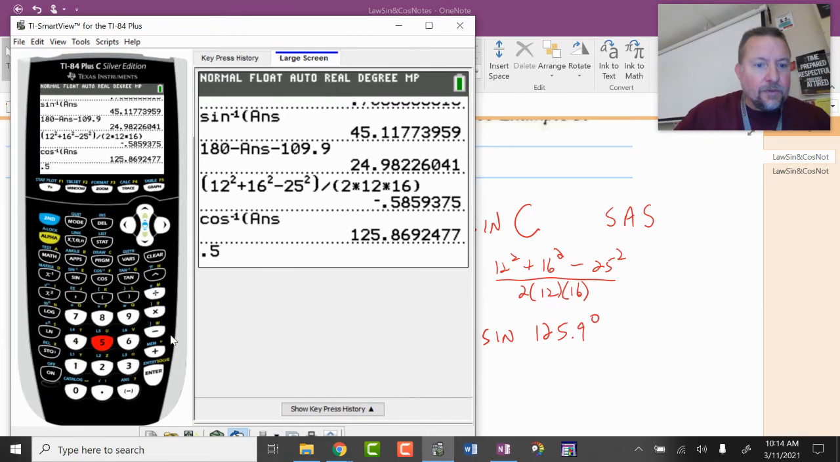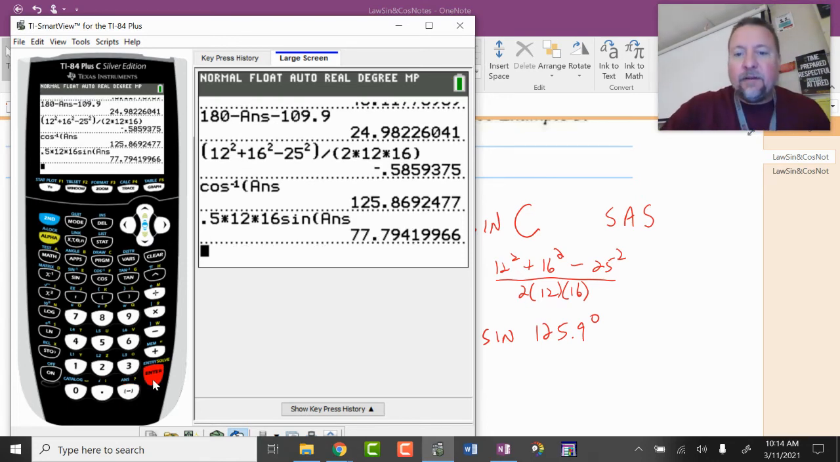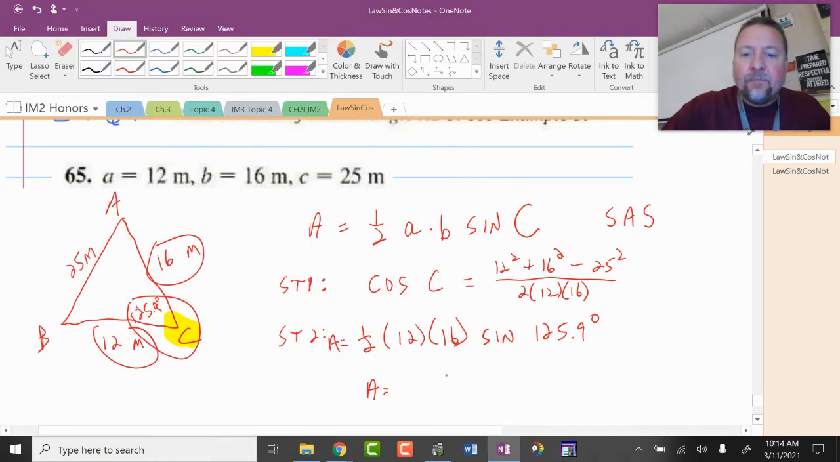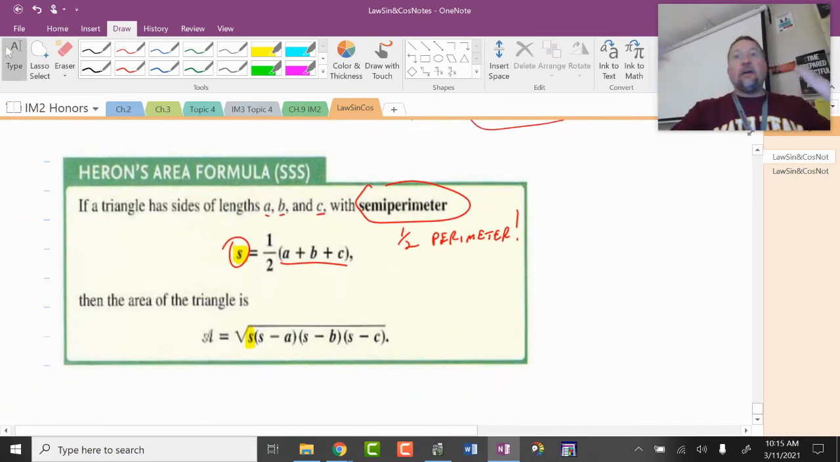12 times 16. Sine, and remember I have this saved, so I'm just going to hit sine of answer, the unrounded answer. So this is a nice, perfect final answer: 77.8, and this is meters squared because this is area. So two steps. Or, fine, shut off the video right now.